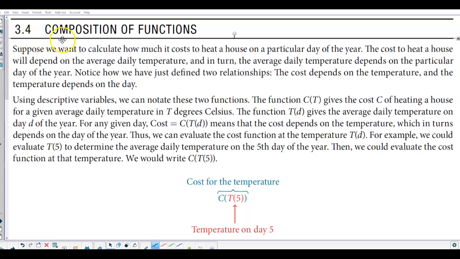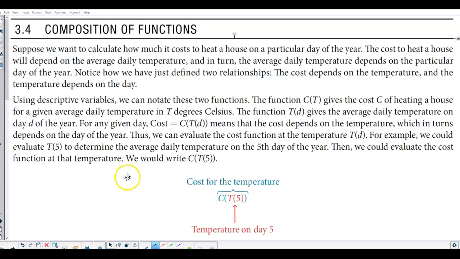Section 3.4, Composition of Functions. Suppose we want to calculate how much it costs to heat a house on a particular day of the year. The cost to heat a house will depend on the average daily temperature, and in turn, the average daily temperature depends on the particular day of the year. Notice how we have just defined two relationships. The cost depends on the temperature, and the temperature depends on the day.